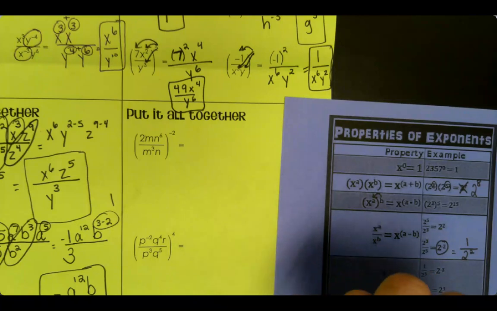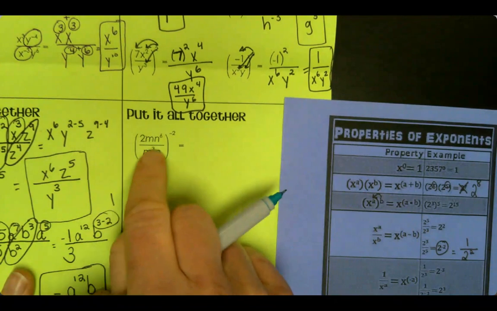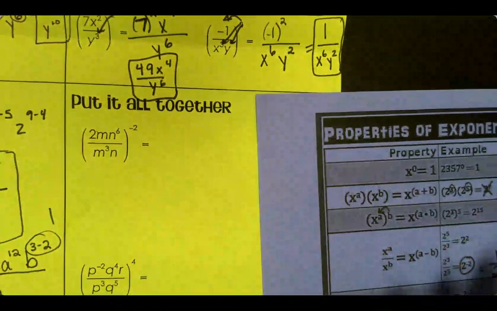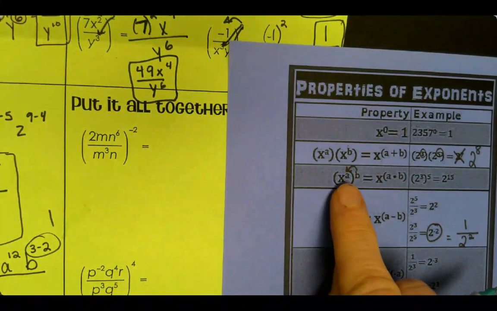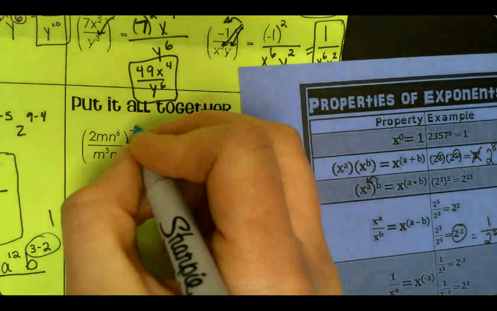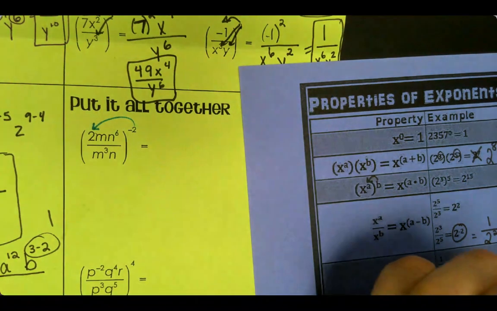We have two more examples to do for our notes. So we have a fraction inside of parentheses, and then we have an exponent on the outside. So when you have an exponent on the outside, you have to send it in. We're going to send it in to every single term on top and on bottom.